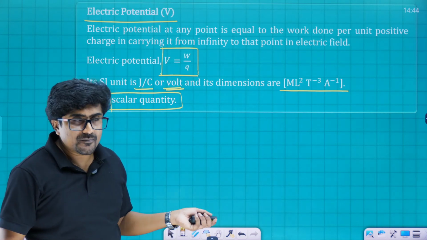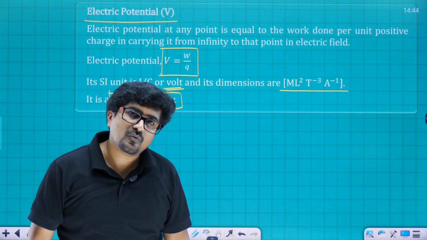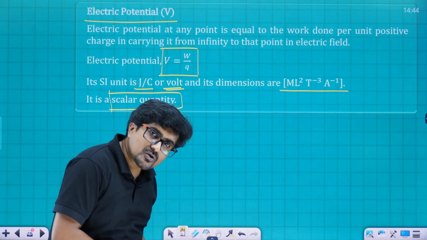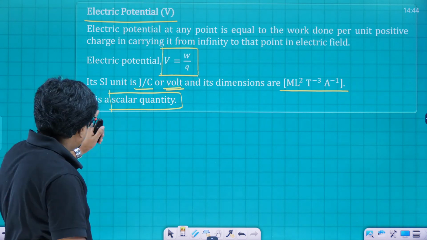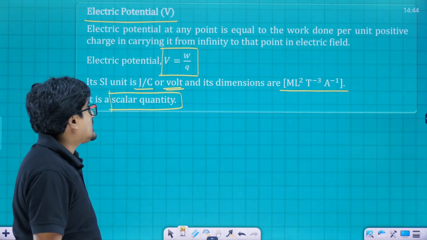So far in this chapter we discussed force, which is definitely a vector quantity, and after that we discussed the electric field. There also it was a vector quantity, but this time electric potential is a scalar quantity.